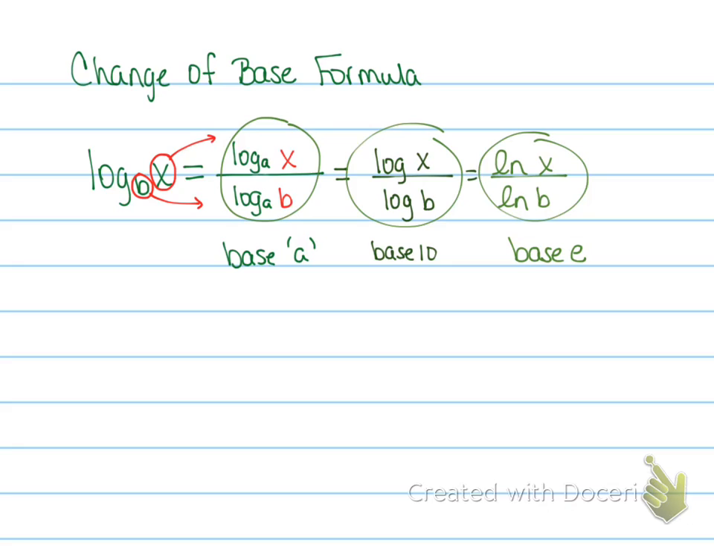All right, so let's check that out in example 4. So I'm going to erase this. If you need to, pause it. All right, so in example 4, it tells us to compute log base 5 of 13 by changing to common logarithms and natural logarithms.